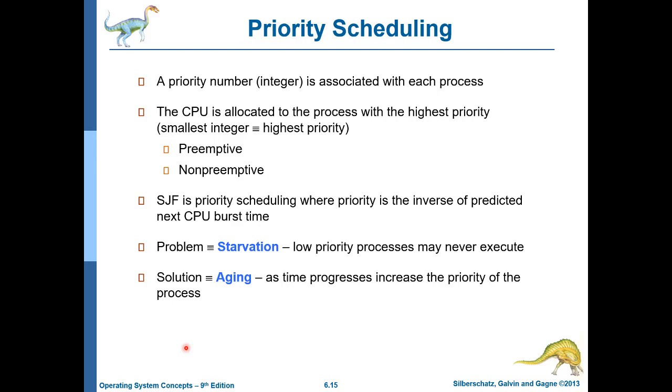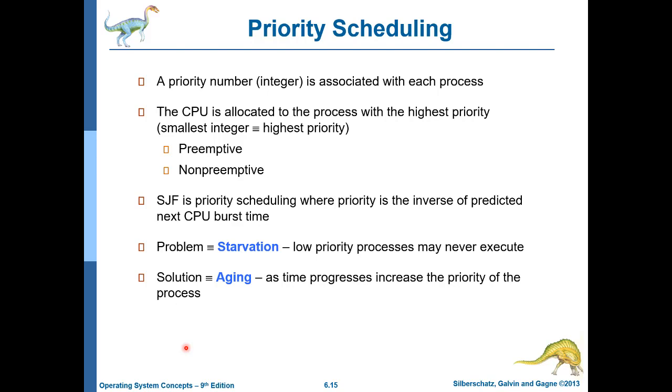So new processes come every time, and it might be possible that all the incoming processes have higher priority than this process which has a lower priority, so it will keep on waiting. This is a problem, and this is called starvation. A solution to starvation is called aging.